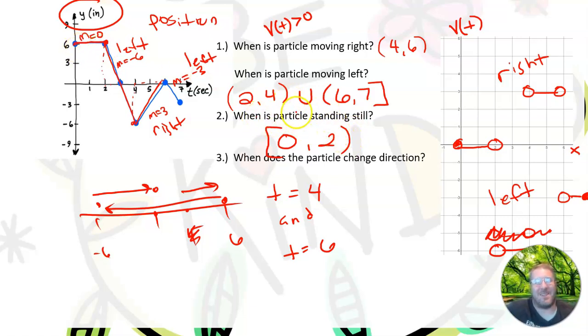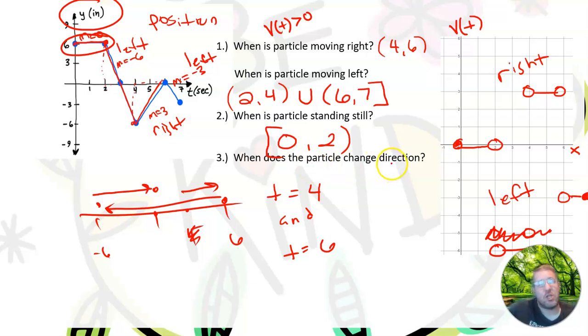Why is the particle standing still? You know the particle is standing still if the velocity is 0, which means the rate of change has to be 0. So that is only during this time, from 0 to 2 seconds. Now at 2 seconds, remember it's not differentiable. That's why this is a parenthesis here. It's not differentiable because it's a corner.